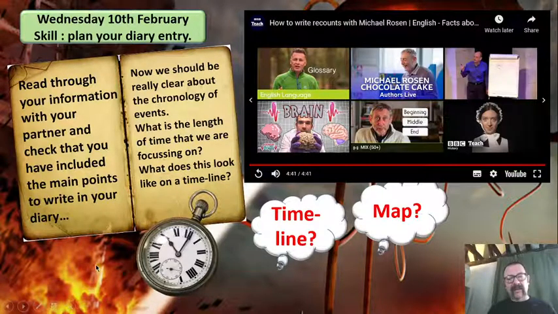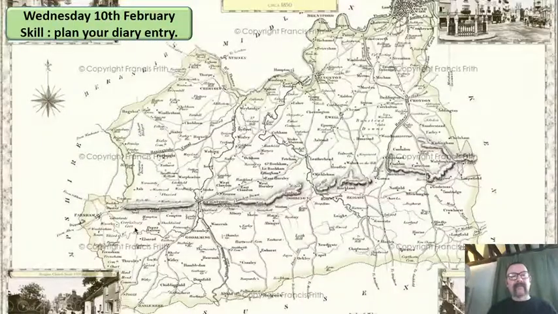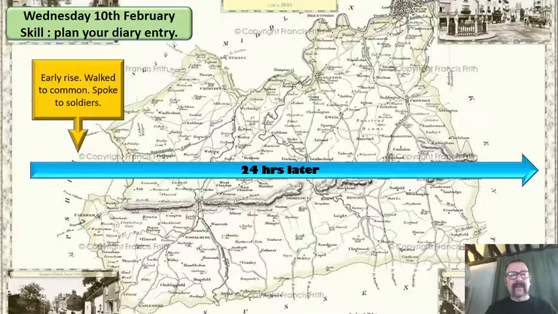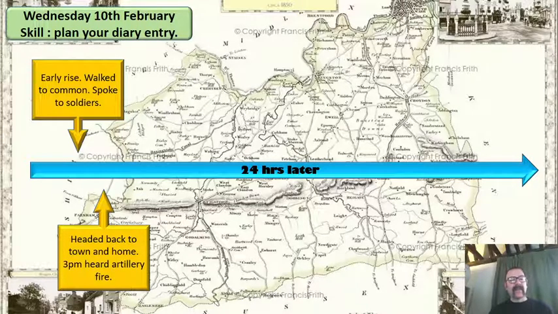Okay, so I'm going to show you a timeline. Here's our map. So you could just draw where the action starts. You can create your own map, okay? But I like to be really nice and clear. So I'm going to start with my 24 hours on a timeline, okay? Now these are the main events that happened from yesterday's reading. So I've just kind of bullet pointed these ideas. So early rise, a walk to the common, spoke to soldiers, headed back to town and home.